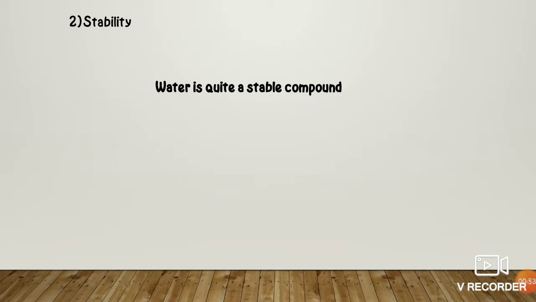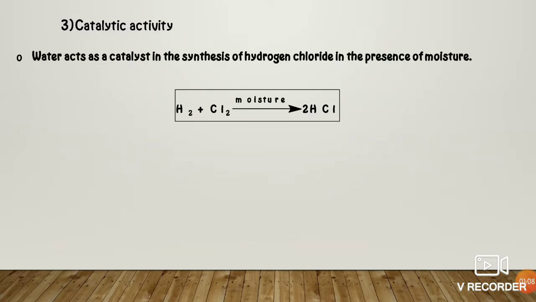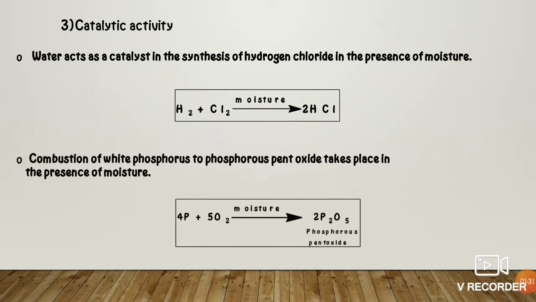It does not decompose into its constituents, but at high temperature, that is temperature above 2000 degrees Celsius, water decomposes to form hydrogen and oxygen. Third is catalytic activity. A catalyst is a substance that speeds up a chemical reaction but is not consumed by the reaction. So water acts as a catalyst too. Examples are water acts as catalyst in the form of moisture in the synthesis of hydrogen chloride. Another example is combustion or burning of phosphorus to form phosphorus pentoxide.